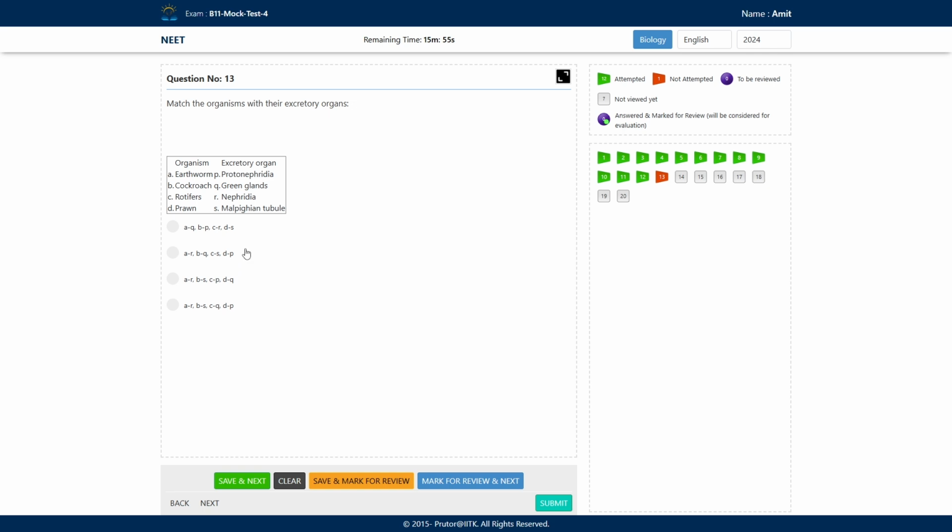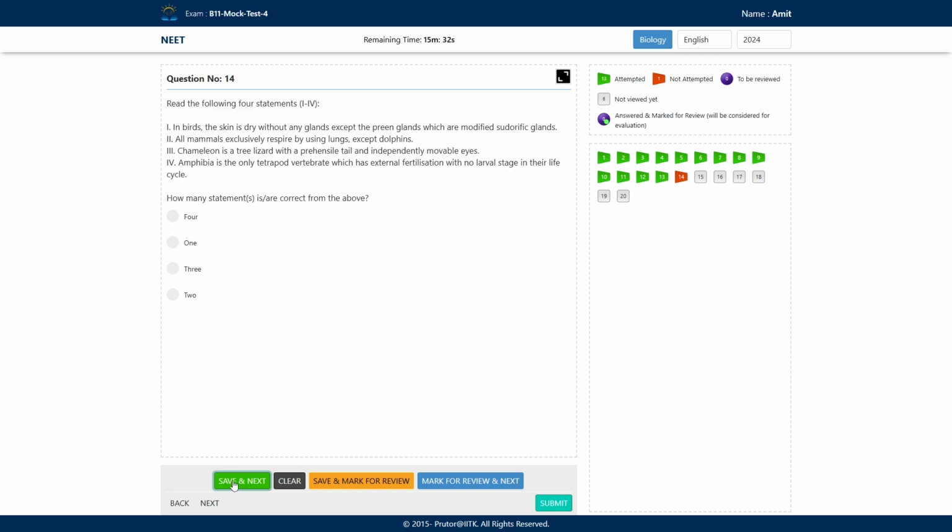A should be matched with R, B, cockroach, should be matched with S, C should be matched with P, and D should be matched with Q. So I think option C is showing the correct match. A-R, B-S, C-P, and D-Q. Yes, this is the correct match. We can save this and move to our next question.